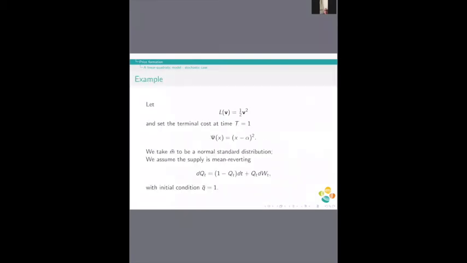And let me just give you an example and show you what the results are. I won't go through all the computations. So let's say you take a quadratic Lagrangian, you take target alpha, you start with a standard normal distribution, and you start with a supply that's mean reverting, which starts at 1. And we want to see, as a function of alpha, how does the price depend? How does price depend on alpha? And we'll just run some simulations.